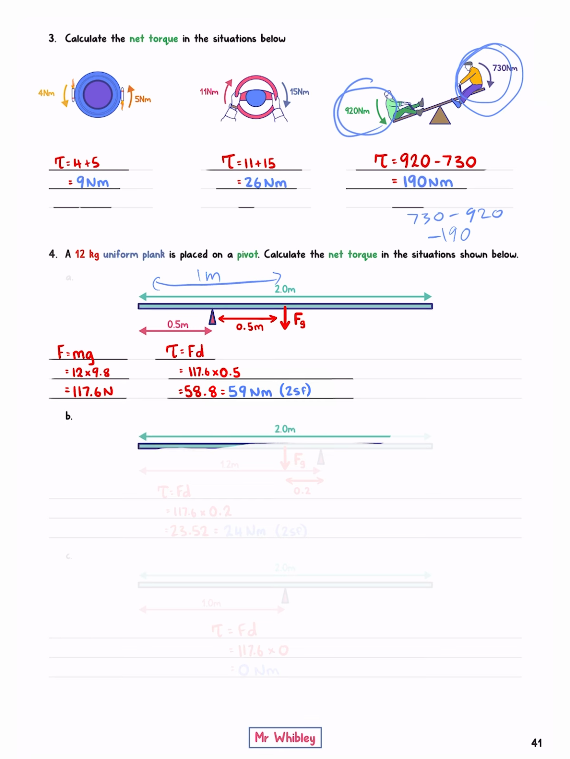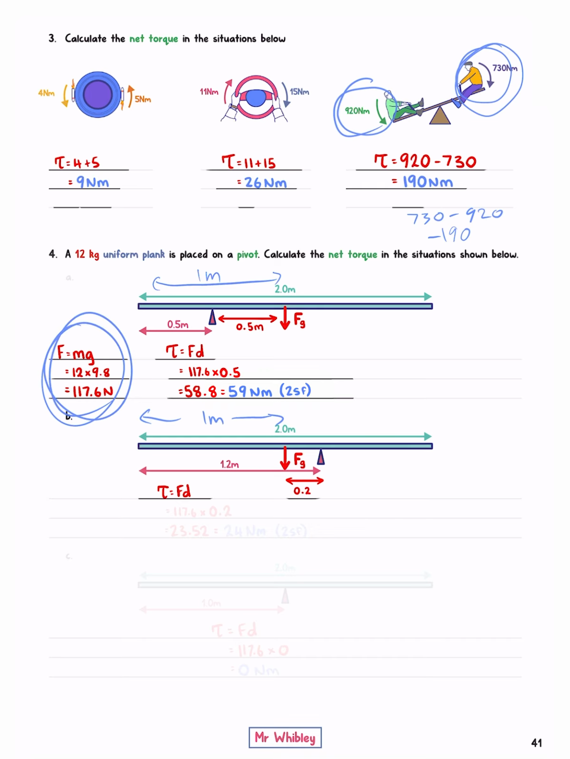For B, we once again have our 2 meter plank, however now our pivot is placed 1.2 meters from this end here. We once again know our force of gravity acts from the middle of the plank, which is once again 1 meter from the end. That means the distance to our pivot must be the remaining 0.2 meters. Knowing that torque is force times distance, using the force that we calculated here, since our mass is still the same, gives us 23.52 or 24 Newton meters to 2 significant figures.